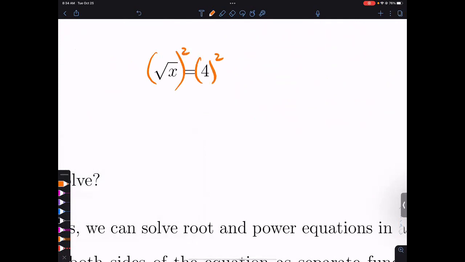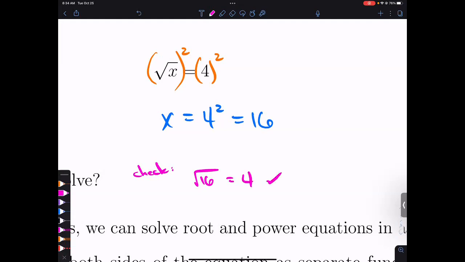Why do you want to square both sides, Emily? Yeah, because that's the opposite of a square root, right? Squaring the square root is going to get rid of that. So you get x is 4 squared. 4 squared is 16. And we can check, right? Square root of 16 is 4. Okay, cool. Looks good, right?